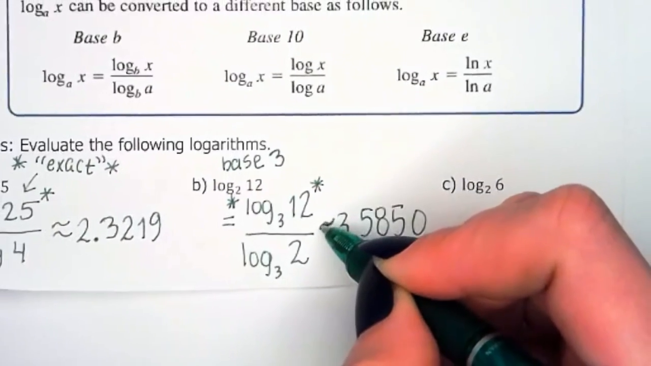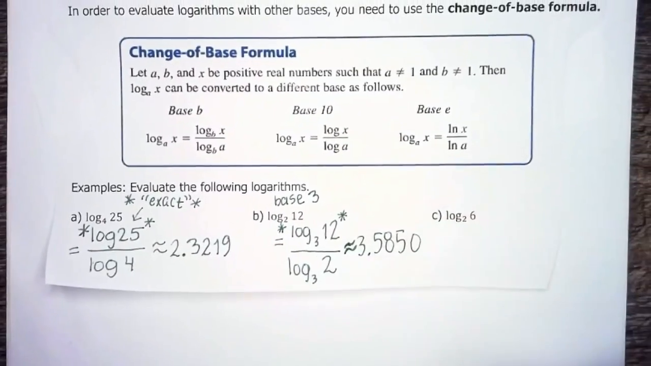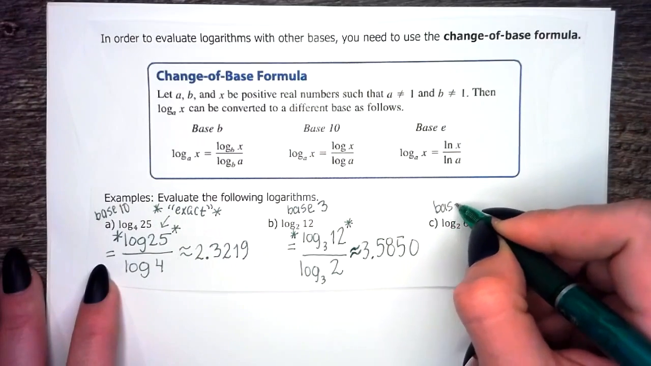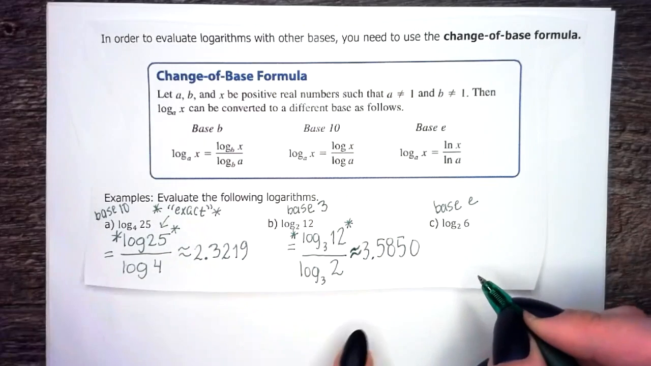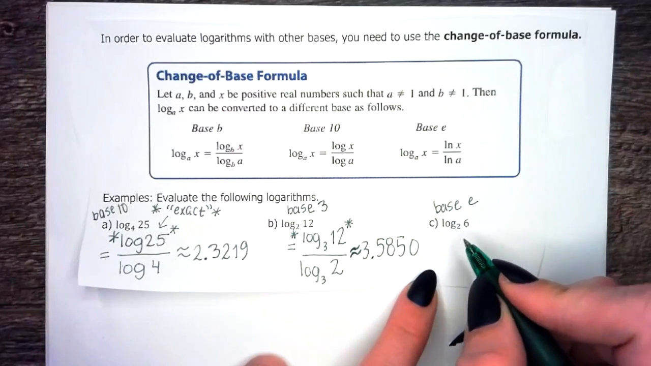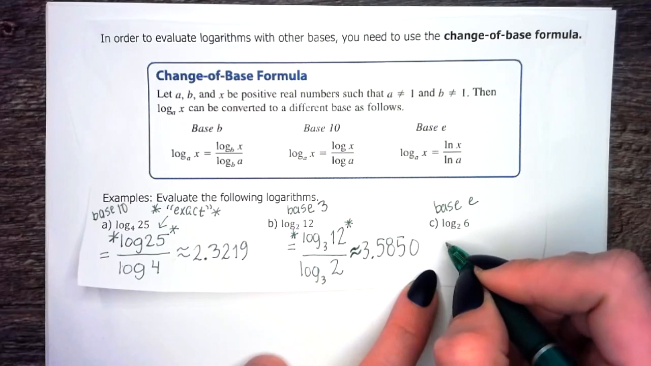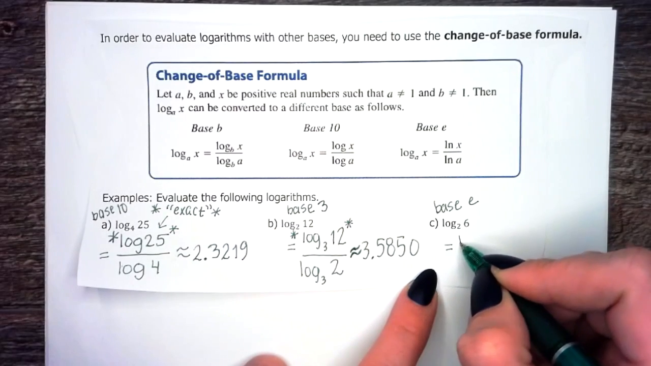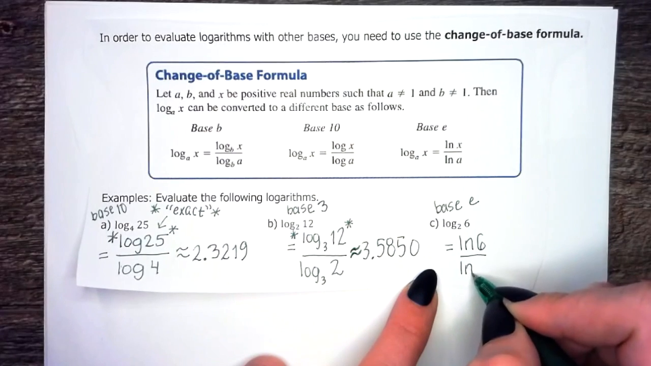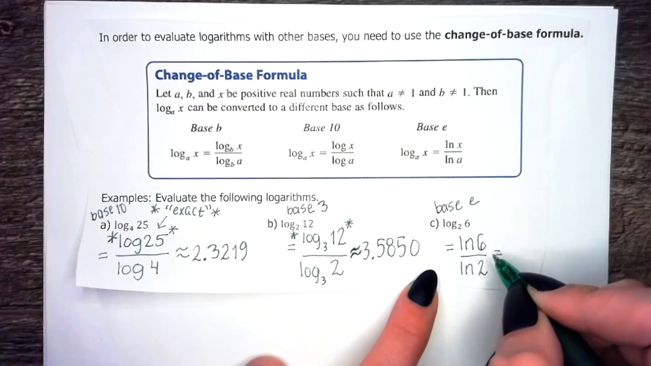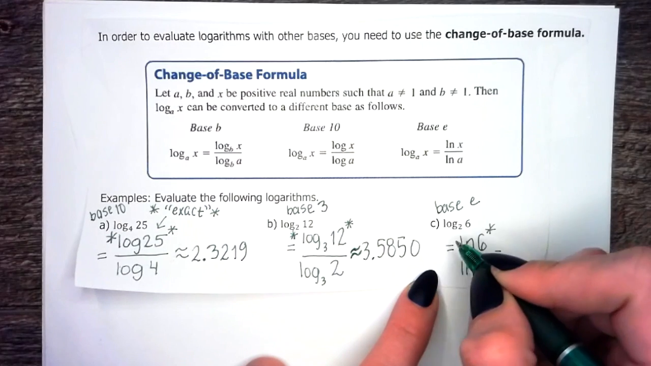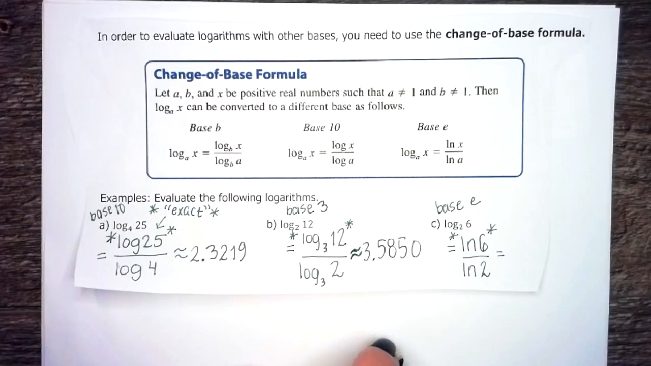I'm going to throw in a little squiggly equal sign because it is an approximation. This one, we're going to do base e, or the natural log. How do I write this using change of base formula with base e? We would write this as the ln of 6 over the ln of 2. Again, that's not equal, I promise, to the ln of 3. Those are very different answers.